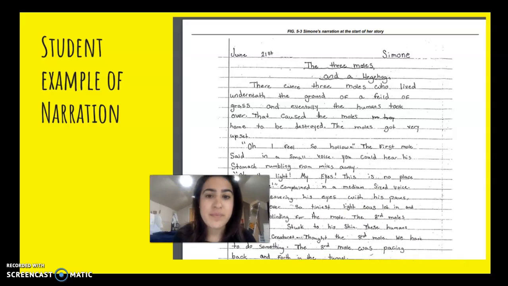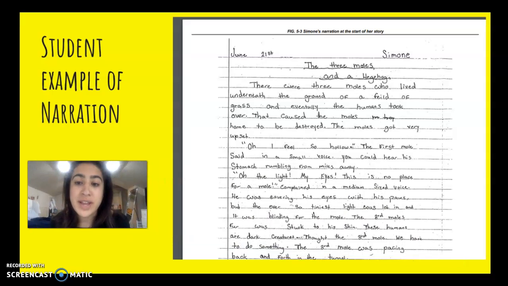And this story is called The Three Moles and a Hedgehog. There were 3 moles who lived underneath the ground of a field of grass, and eventually the humans took over. That caused the moles' home to be destroyed. The moles got very upset.